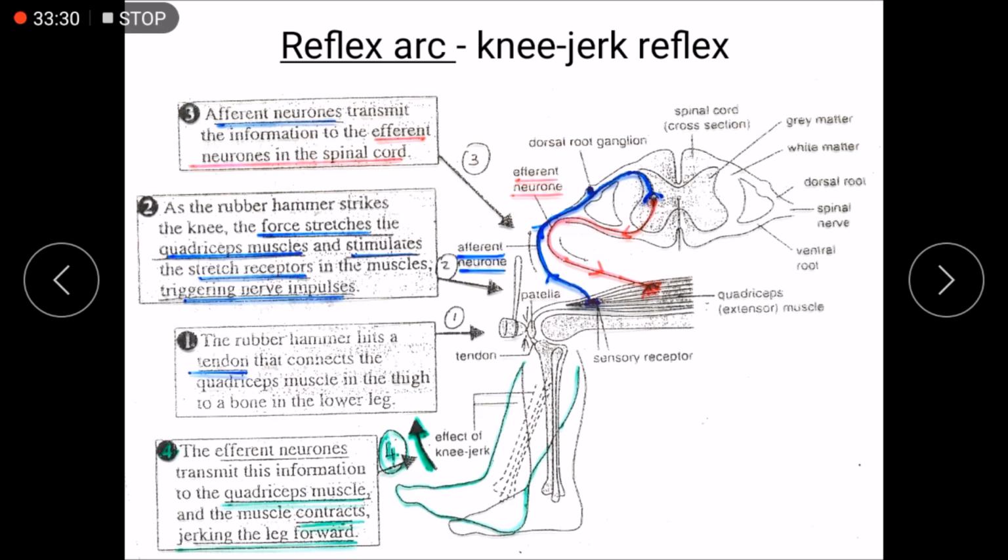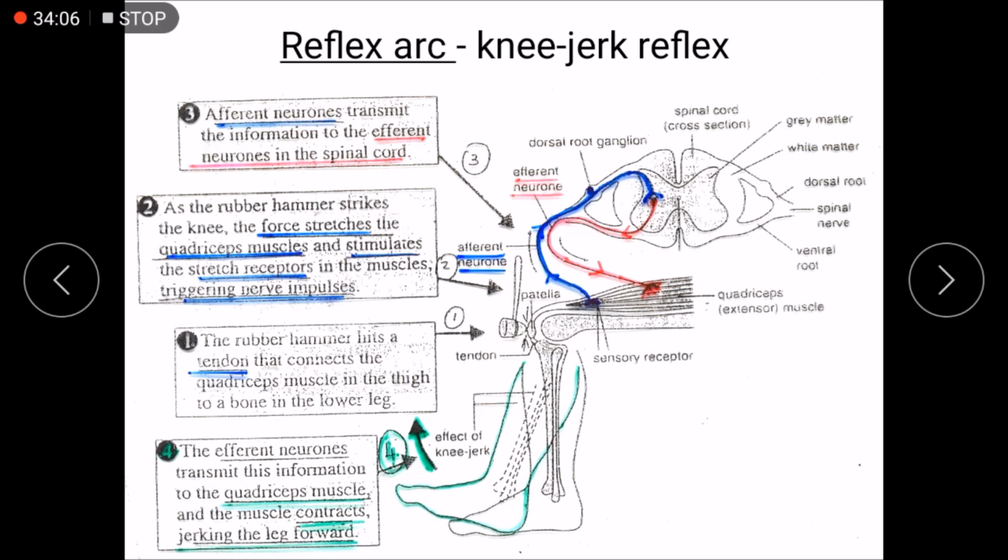So when we hit, immediately the force will be sent to the quadriceps here. It is received by the afferent neuron. You see, afferent neuron. From the afferent neuron, it is sent to the spinal cord. It doesn't go to the brain. From the spinal cord, it just gets back to the quadriceps, the extensor muscle. Then this will make the leg or the foot move forward. So it will kick up. That is how. So you just read 1, 2, 3, 4.